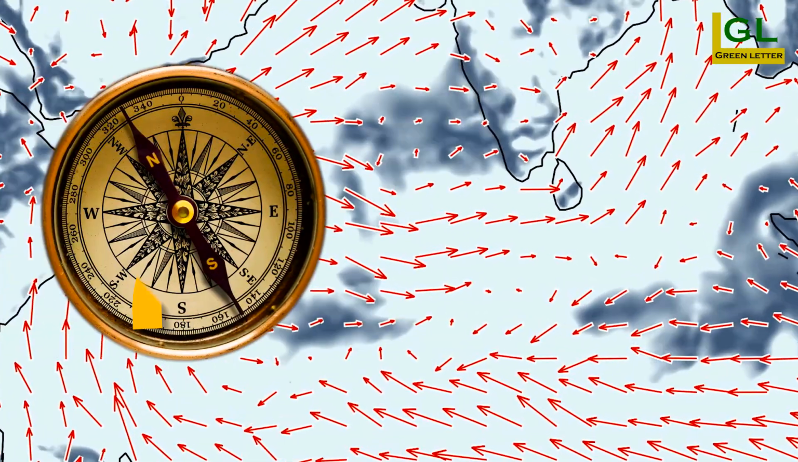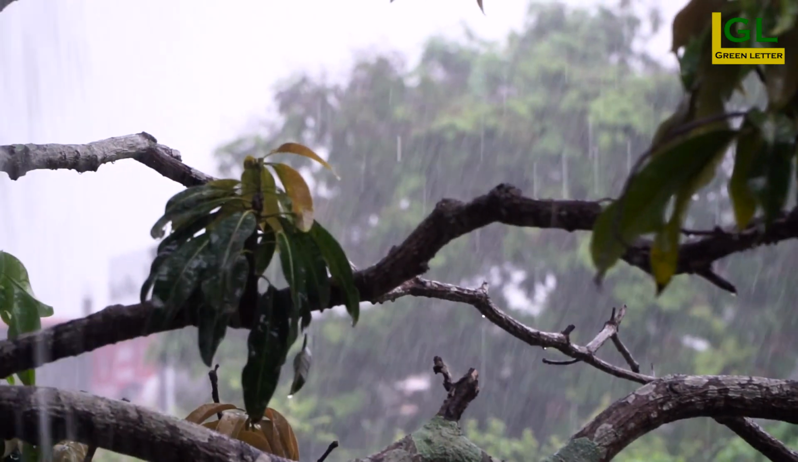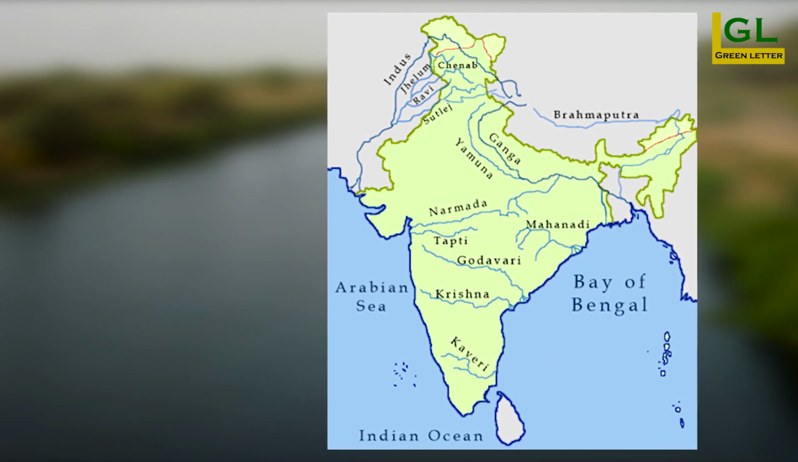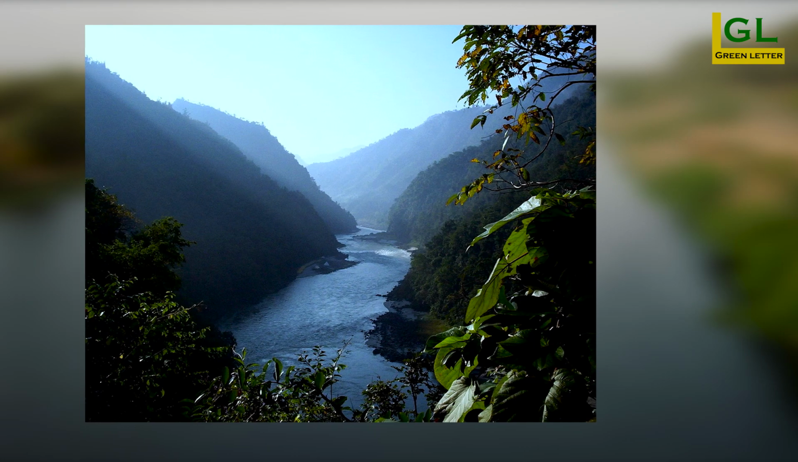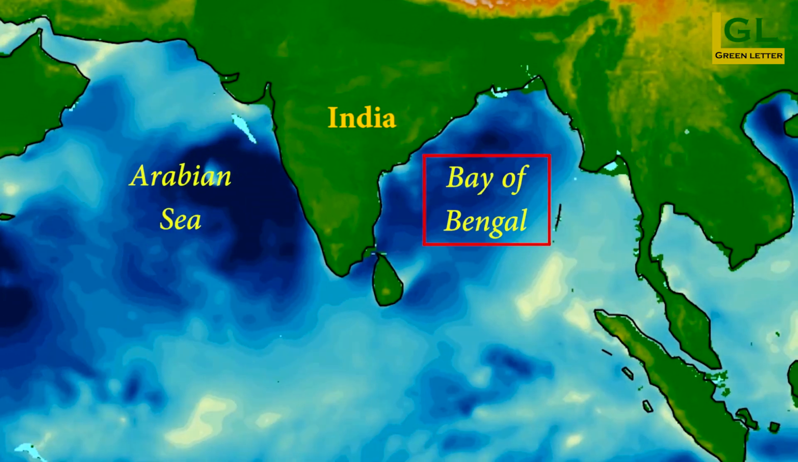The wind coming from the southwest brings rain clouds to the land and precipitates over the western regions of India. It's nothing but the southwest monsoon. The major rivers of India are flowing towards the east. The water gained during the southwest monsoon will take about 3 months to be discharged at the Bay of Bengal.